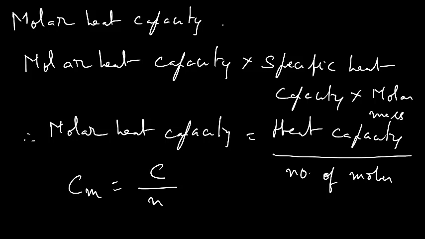What is the heat capacity unit? Unit of heat capacity is joule per K minus 1. Here number of moles means mole minus 1. So unit of molar heat capacity is joule K minus 1 mole minus 1, or joule degree centigrade minus 1 mole minus 1.